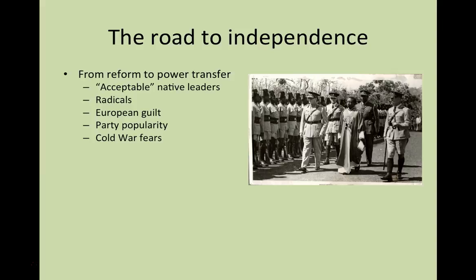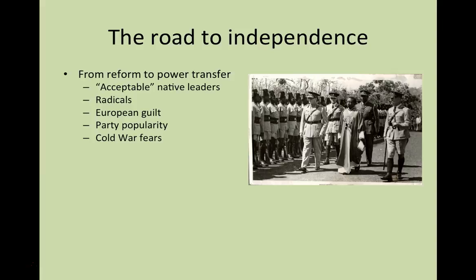They didn't want to create any more of a PR problem, and so they began to move along a different strategy, which was to grant independence to the people of Kenya.